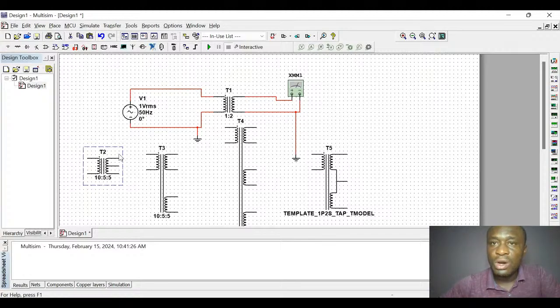So the work of that auto transformer is to sense the level of voltage at the primary and switch a relay that will correct it automatically. Did I make myself clear?